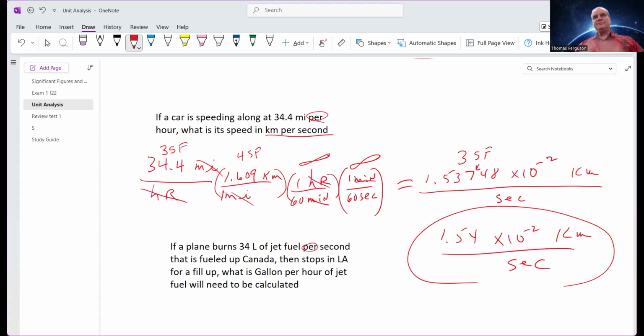Okay? And we're starting to see a pattern here now. Same thing: given, calculate, setup. Setup is a bunch of fractions with everything canceling. Every single problem like that. Doesn't matter how complicated it is. Now, when you see your take-home problem tonight, you're going to have a page.